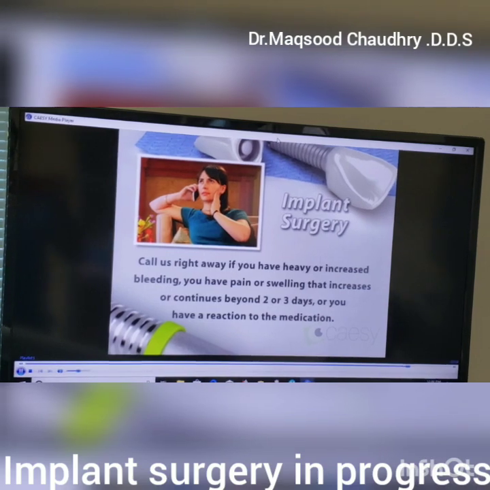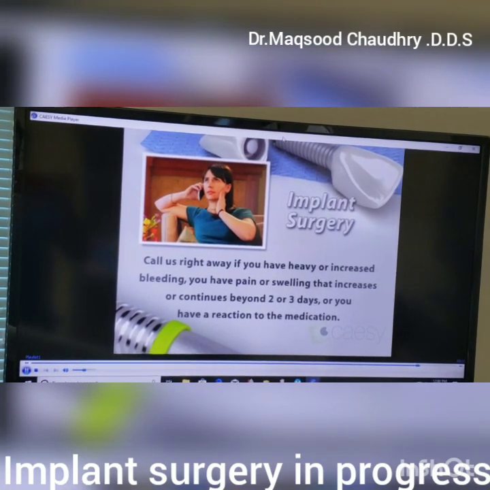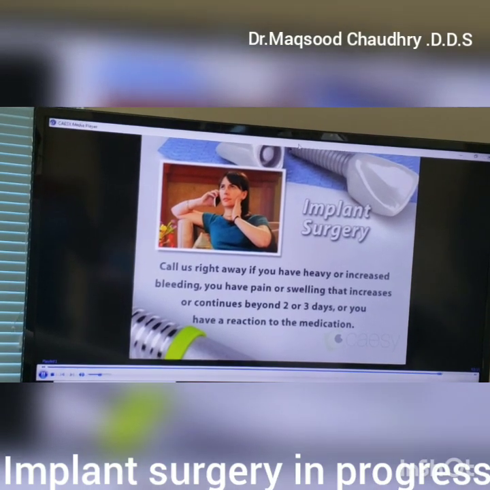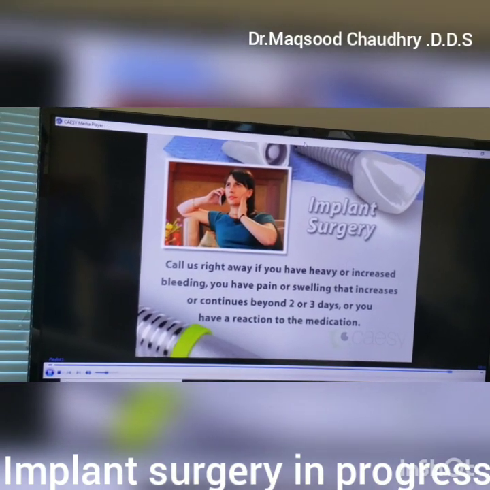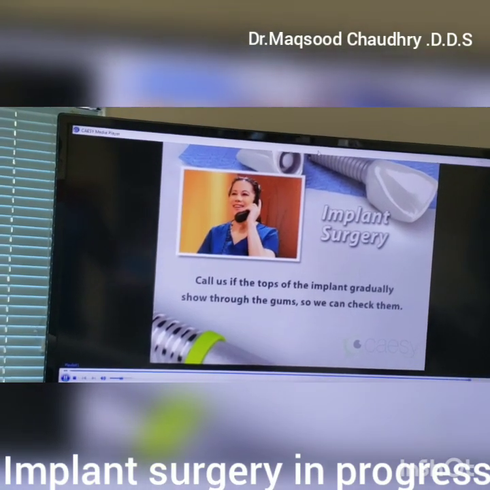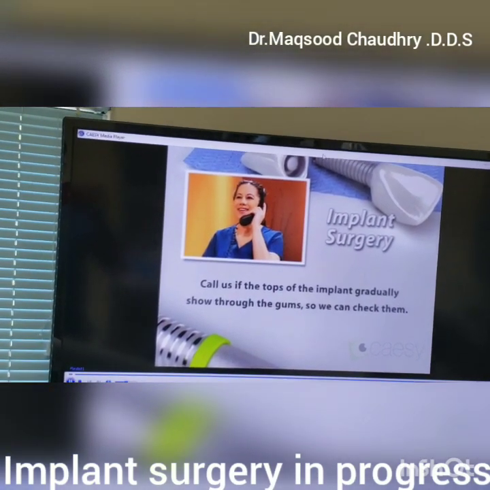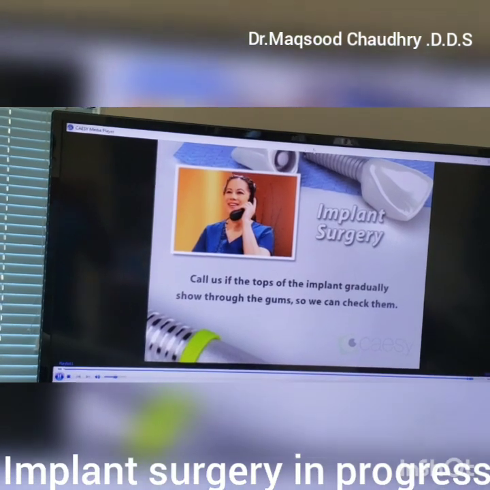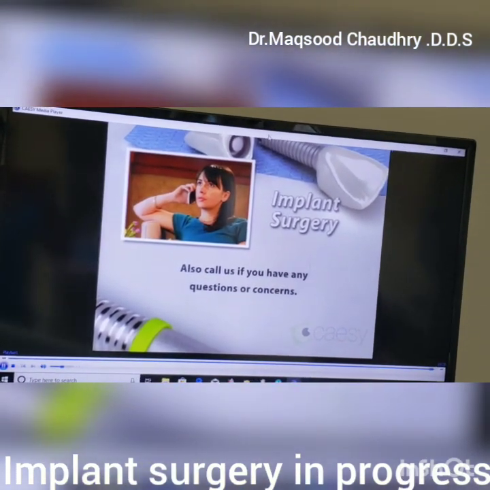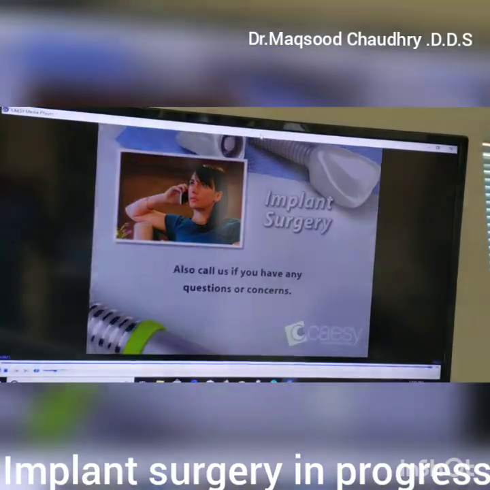Call us right away if you have heavy or increased bleeding, you have pain or swelling that increases or continues beyond 2 or 3 days, or you have a reaction to the medication. Call us if the tops of the implant gradually show through the gums so we can check them. Also call us if you have any questions or concerns.